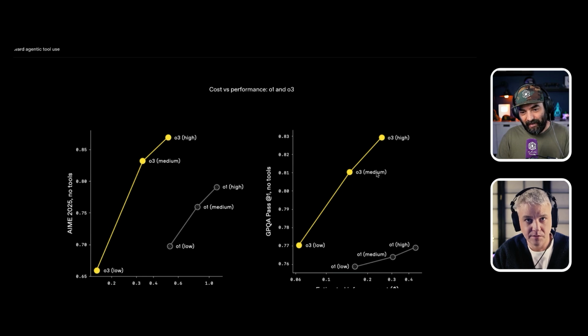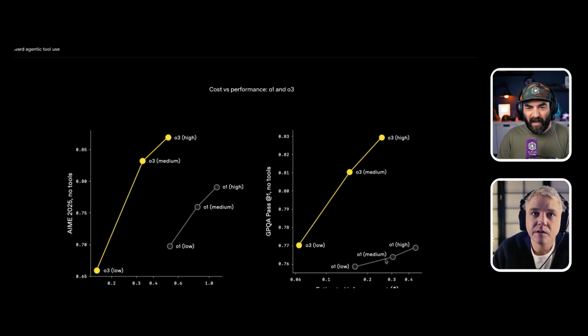The cost is like the highest possible cost, and it's dumber than the O3 low model, or about on par with the O3 low model here. And the O3 high is still cheaper, maybe slightly cheaper than O1 medium, but look at the jump in intelligence way up here.